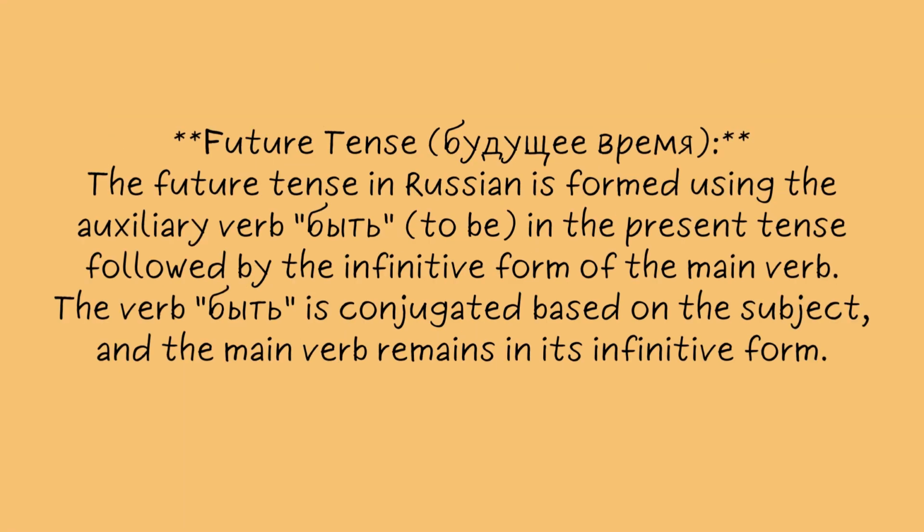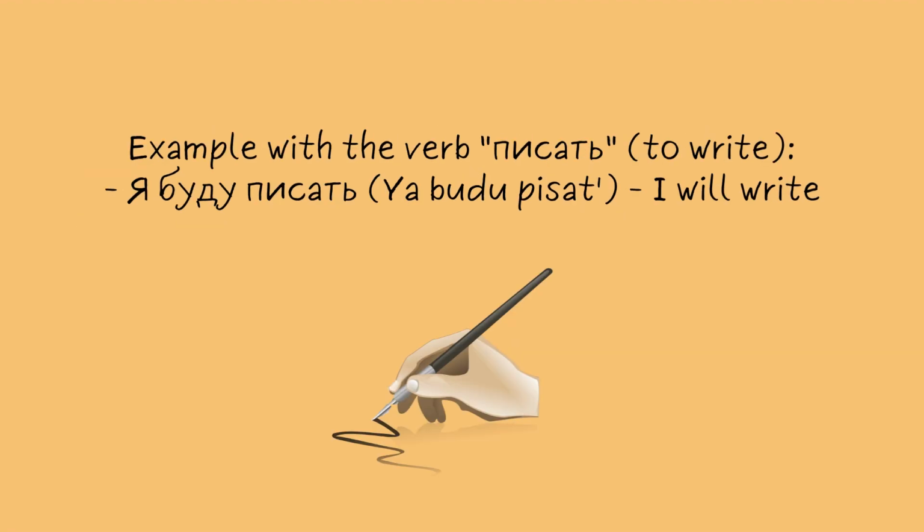Future tense, будущее время. The future tense in Russian is formed using the auxiliary verb быть, to be, in the present tense followed by the infinitive form of the main verb. The verb быть is conjugated based on the subject, and the main verb remains in its infinitive form. Example with the verb писать, to write.